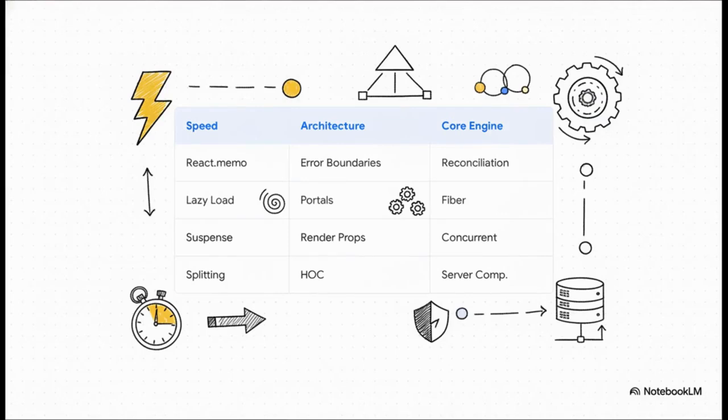Wow, okay, we've covered a massive amount of ground today. This really maps out your fully loaded advanced React tool belt. Take a mental snapshot of this. Under speed and efficiency, you've got React Memo, lazy loading, suspense, and code splitting, all working together to keep your app lightning fast. Under architecture, you've got error boundaries, portals, render props, and HOCs keeping your UI beautifully stable and your logic perfectly organized. And finally, driving the whole thing is the core engine, powered by reconciliation, the Fiber architecture, concurrent rendering, and those revolutionary server components.